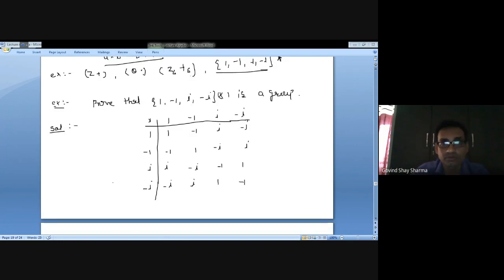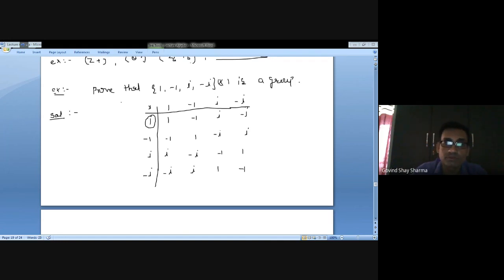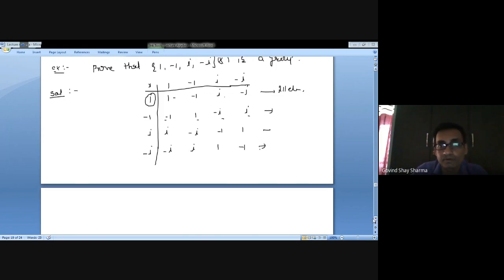Now, after this table, we find which one is the identity element. Here the identity element is 1. Let's go. In the first row we find 1, minus 1, iota, minus iota, all elements. Second row: minus 1, 1, minus iota, iota, all elements. Iota row and minus iota row also contain all elements. So 1 is the identity element.